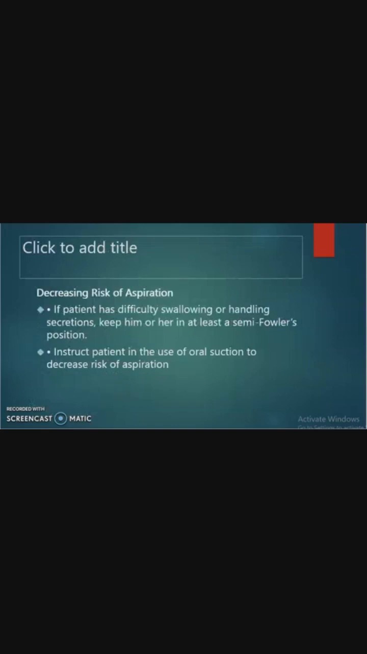Then decreasing risk of aspiration. What are the interventions? If the patient has difficulty swallowing or handling secretions, keep him or her in at least semi-Fowler's position. That helps to prevent aspiration. And also instruct the patient in the use of oral suction, which helps decrease the risk of aspiration.